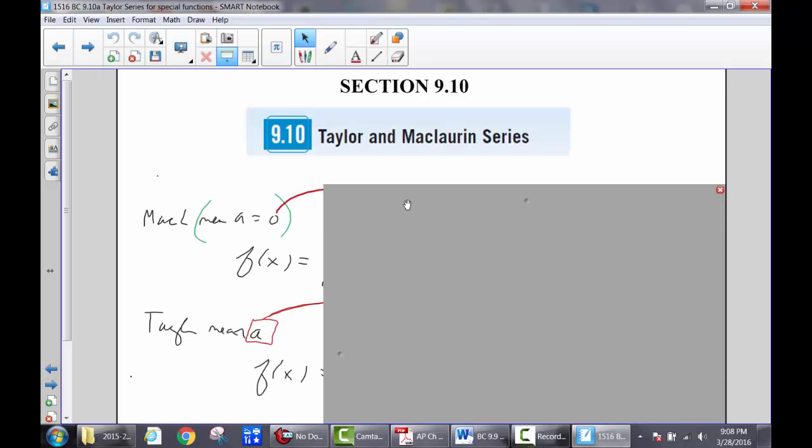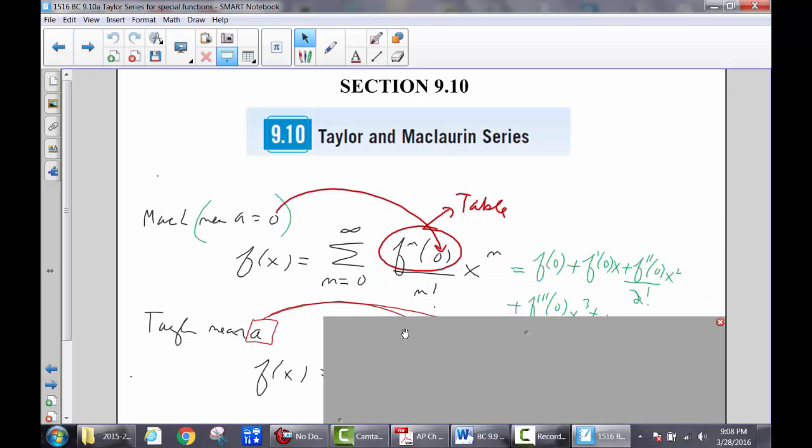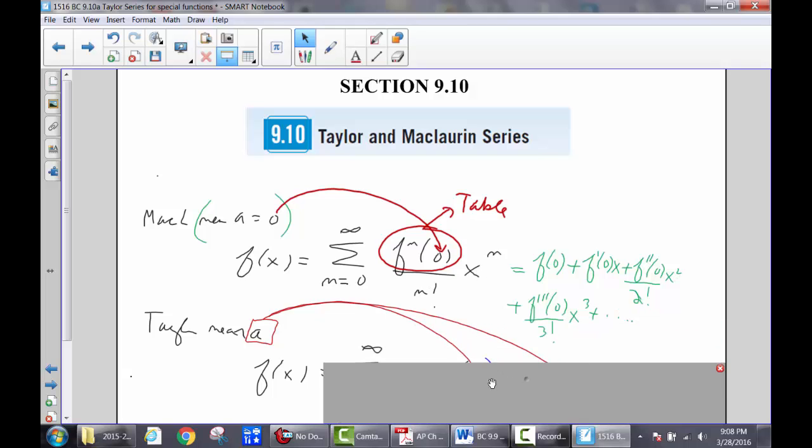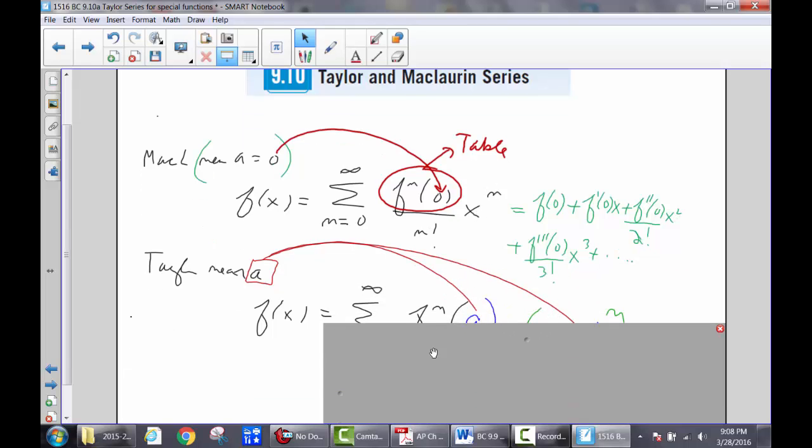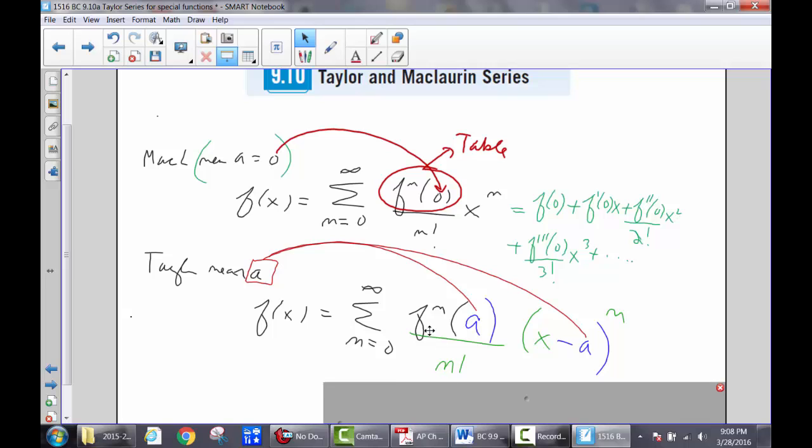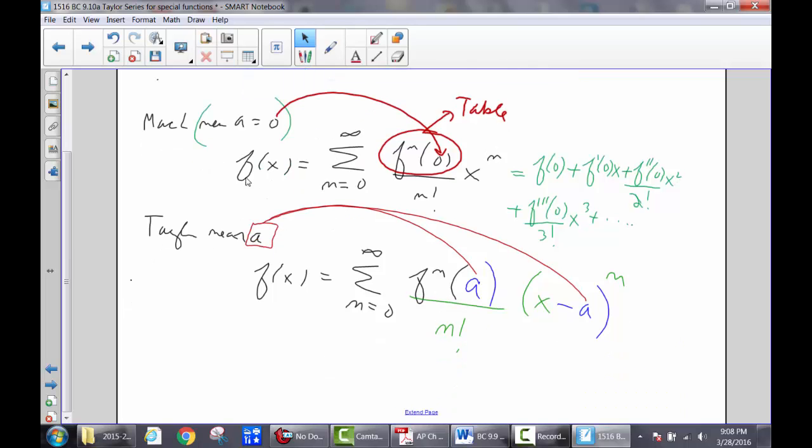Okay, so a quick review of Taylor and Maclaurin series. Of course, for Maclaurin series, which is a Taylor series near zero, the coefficients are the nth derivative of f at 0 over n factorial times x to the n, whereas for a straight-on Taylor, it's the nth derivative at a over n factorial times x minus a to the n.